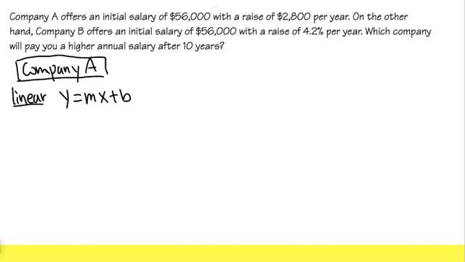Let's go back to our question. The 56,000 is the initial starting amount, which is our b. And the 2,800 per year is the rate of change, so the m is 2,800. So we can put the 2,800 here, and the b, which is 56,000.